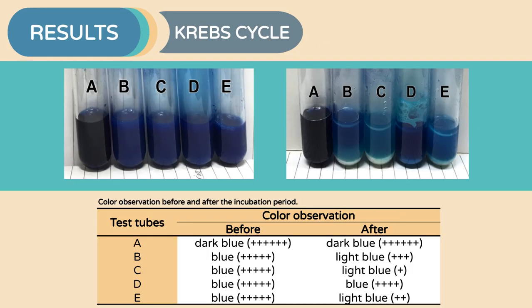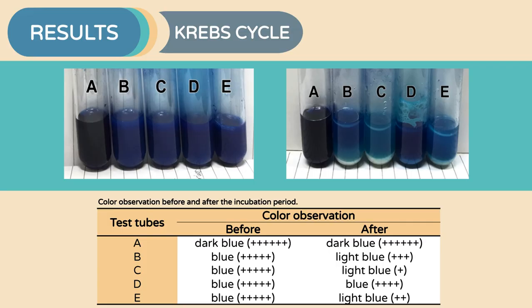As seen in the slide, the figure on the left shows the test tubes before incubation, while the figure on the right shows the resulting change in color intensities after incubation. Test tube C is observed to have the greatest change in color intensity, followed by test tube E, B, then D. On the other hand, no observable changes were observed for test tube A.